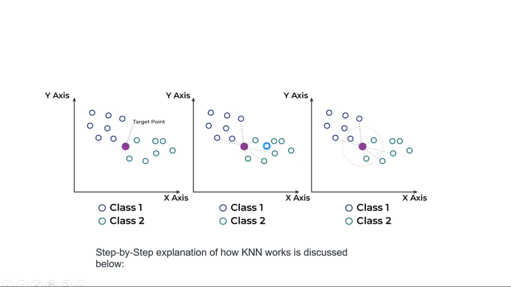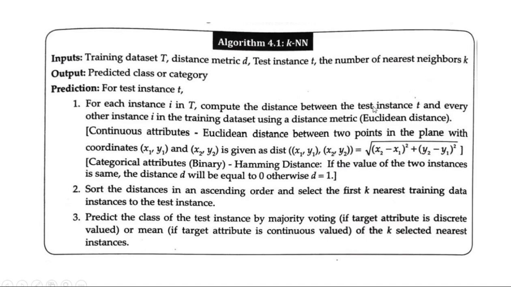For this test instance T, I have to find the distance from the test instance T to every instance I in the training data set. You can use Euclidean distance, Manhattan distance, or Minkowski distance. In this example they have used Euclidean distance. This is the formula for the Euclidean distance. Suppose I have 2 points (x1, y1) and (x2, y2). The distance between these two is the square root of (x2 minus x1) whole square plus (y2 minus y1) whole square. This is your Euclidean distance.